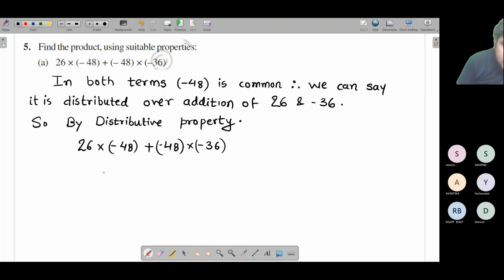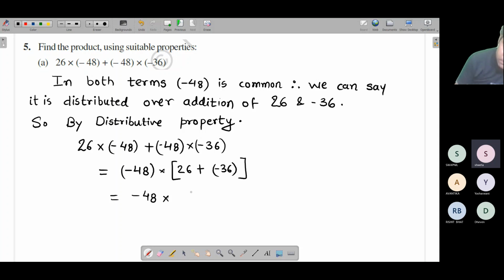What can you write here? You can write this minus of 48, and this is multiplied with the addition of 26 plus minus 36. And now minus 48 into 26 plus minus 36.